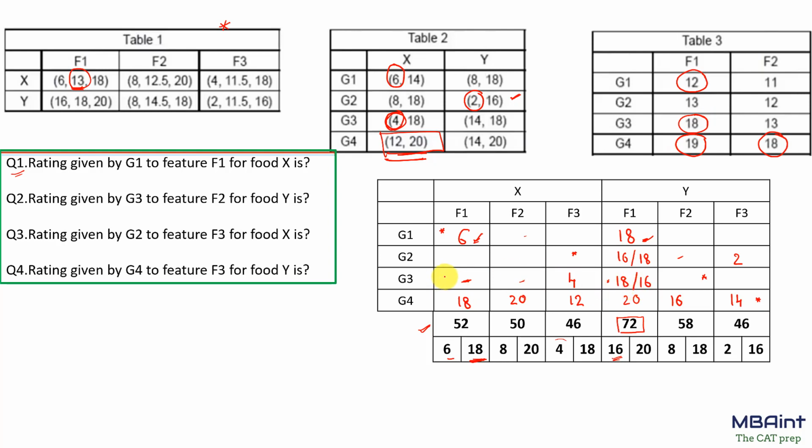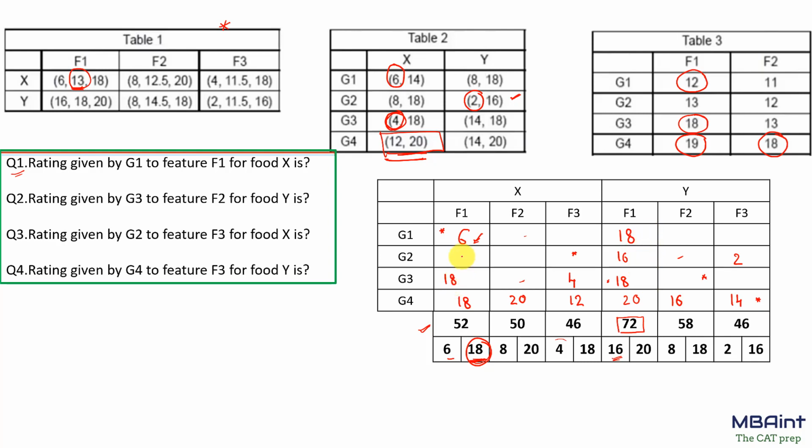Now if it is 18, I'll have to take 18. If it is 16, I'll have to take 20. But I cannot take 20 because the highest value in this column would be 18. So this makes it very clear that this would not be taken. If this is not taken, this is not taken and this is not taken. So we have clearly filled the data.